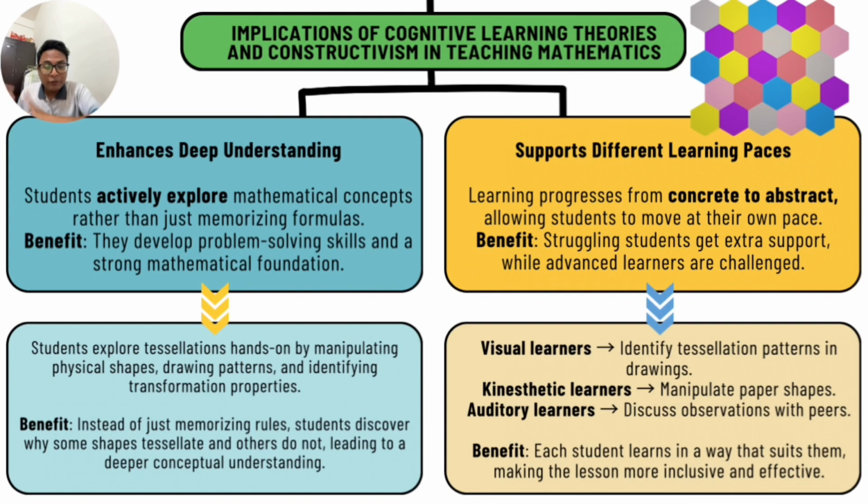So based on the previous activity, visual learners identify tessellation patterns in drawings, kinesthetic learners manipulate paper shapes, and auditory learners discuss observations with peers. So the benefit is each student learns in a way that suits them, making the lesson more inclusive and effective. So the students will understand tessellation more. It is proof that Bruner's learning theory, Piaget's learning theory, and also constructivism give some benefit in teaching mathematics.